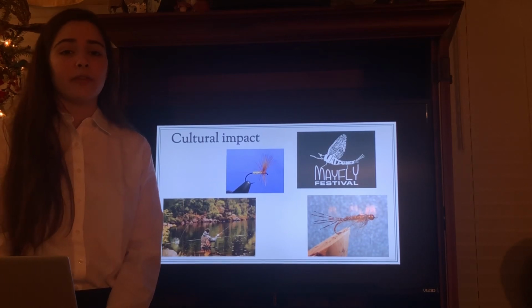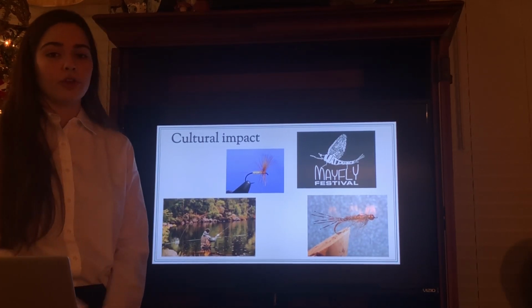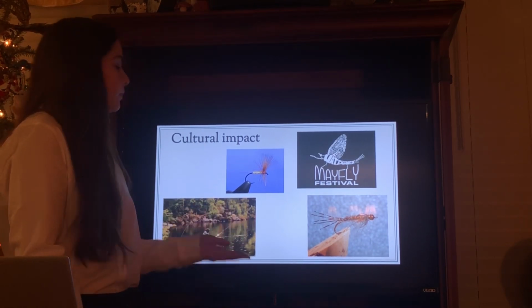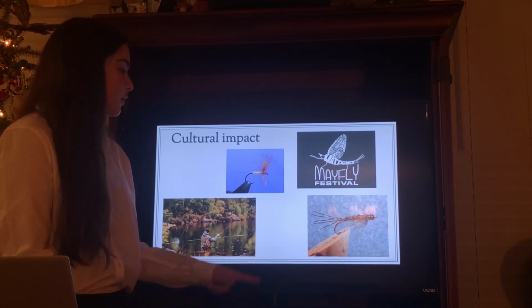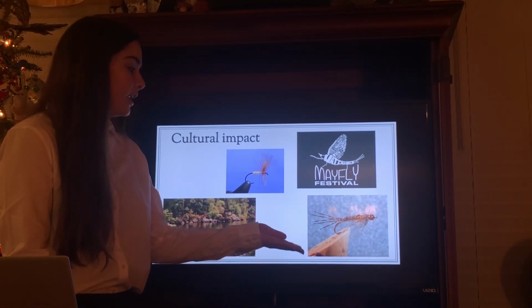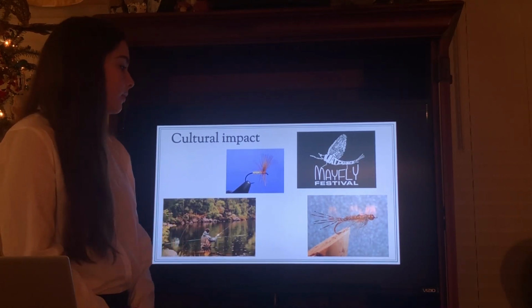Their cultural impact. Mayflies have had a huge impact on human culture. Ways that they have had an impact on this are fly fishing. Many fly fishers will use adult mayfly flies or mayfly fly nymphs to catch trout and other types of fish.